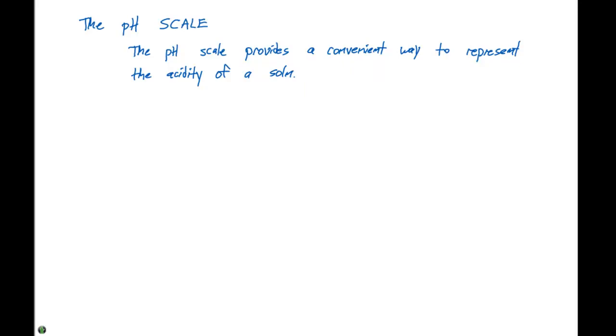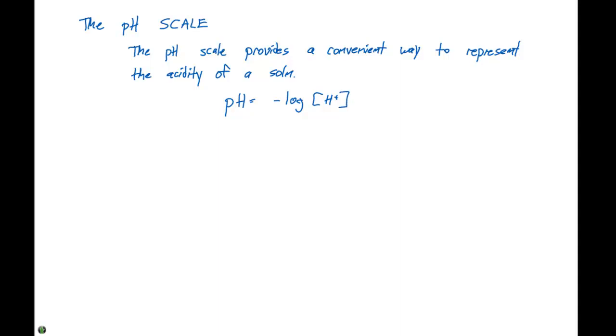So now that we've talked about strengths of acids and bases, we need some type of scale or a way to represent the solution activity. And the pH scale is this convenient way to represent the acidity of a solution. And we're going to define pH as the negative log of the H plus concentration.